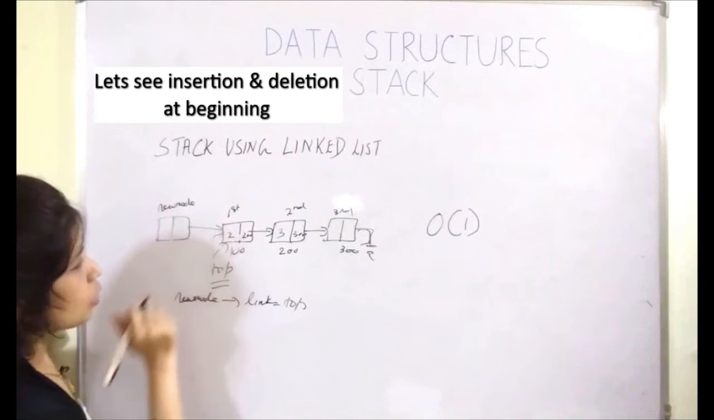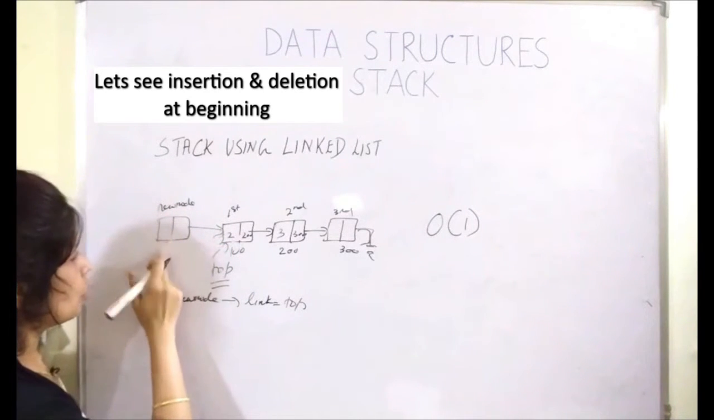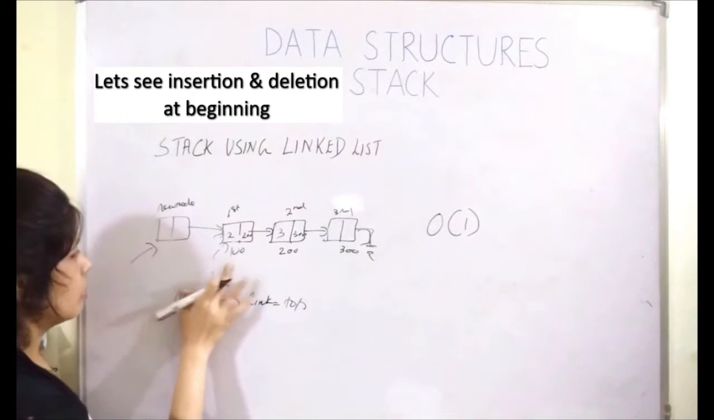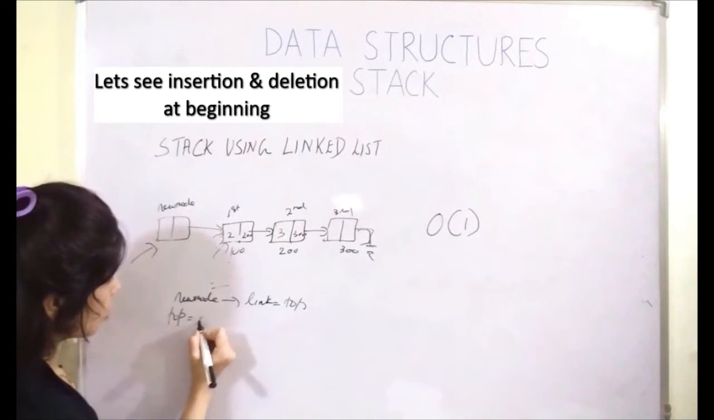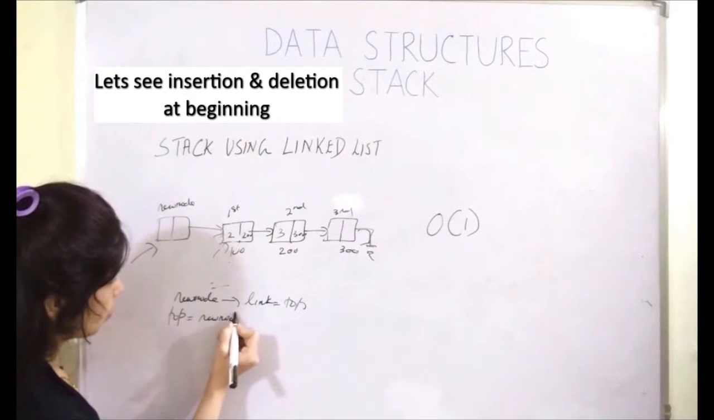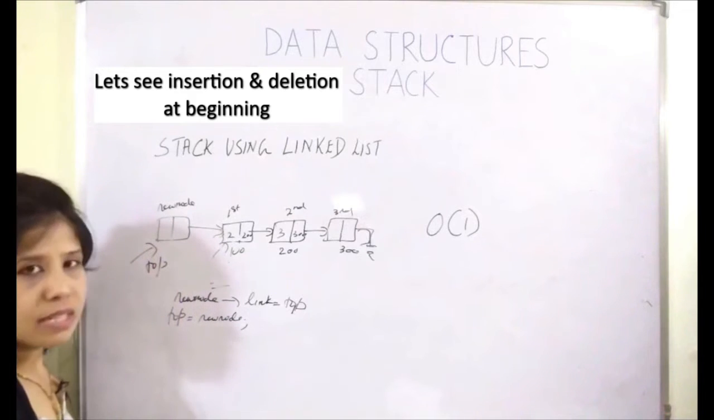So this is now linked to this. Now the top was here actually. Now since I have added new node, now my top should come here. So therefore what will be that case? So therefore then the top is equal to new node. So now the top will come here. It will be here. So this is the insertion.